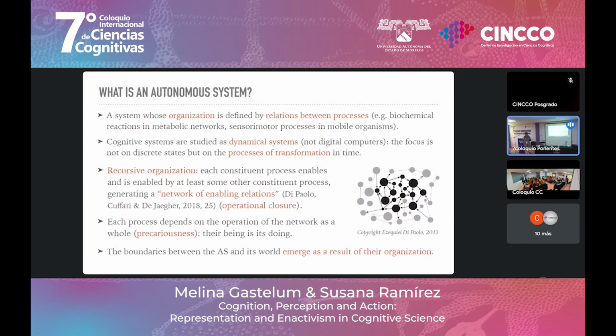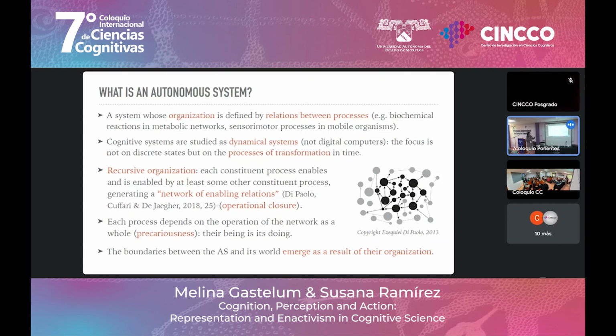But what is an autonomous system? I'm going to go deeper into that. It's a system whose organization is defined, it's a kind of system. So in autonomous systems, the organization is defined by relations not between static entities, but by processes.